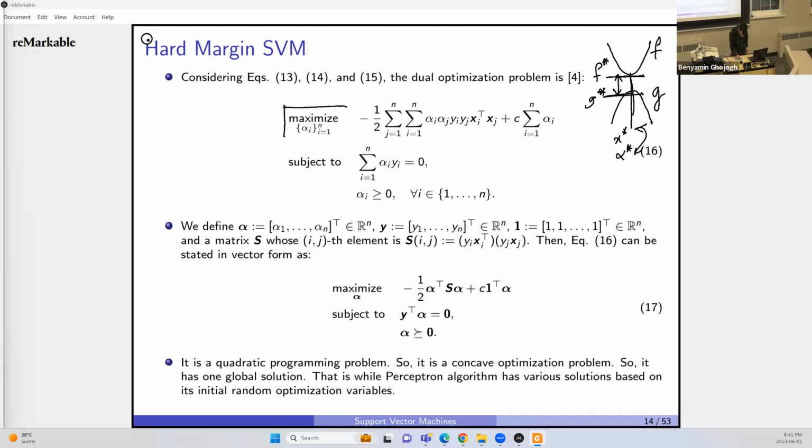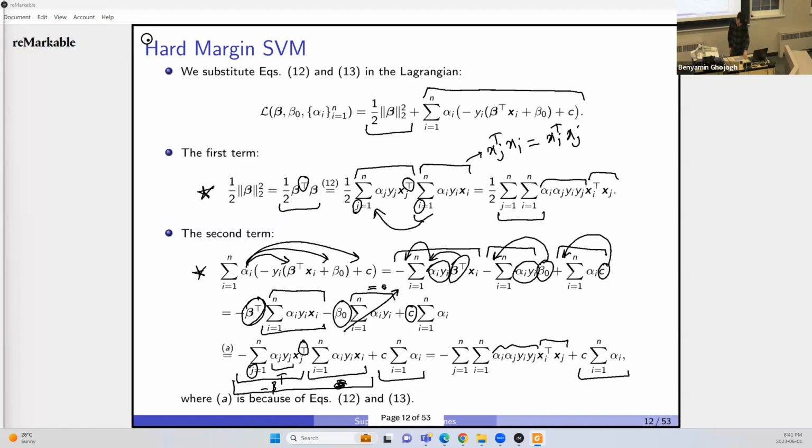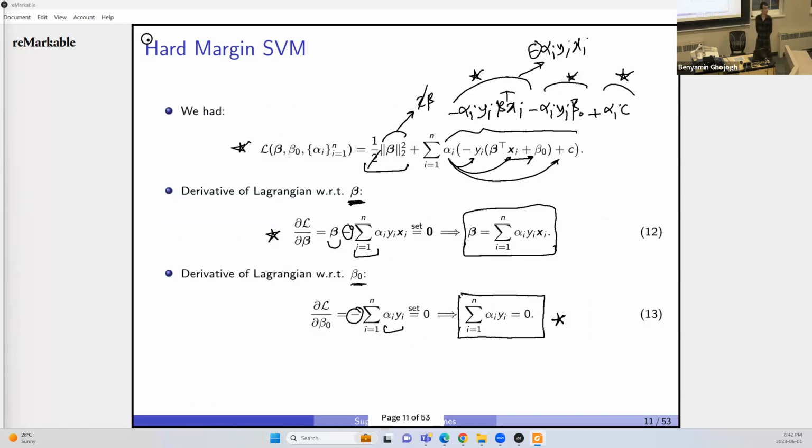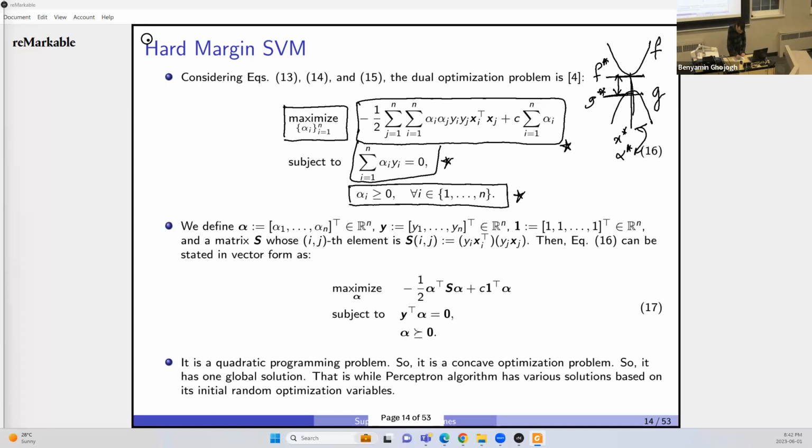So now I maximize the dual function, but I know that the dual variables alpha i should be non-negative. We just talked about it. Also, recall that we found in equation 13 that the summation of alpha i, yi should be zero. I put that as another constraint. It should be satisfied. So when we maximize a dual function with the constraints that the dual variables should be non-negative for the less than or equal to constraint inequalities, this is called the dual optimization problem.